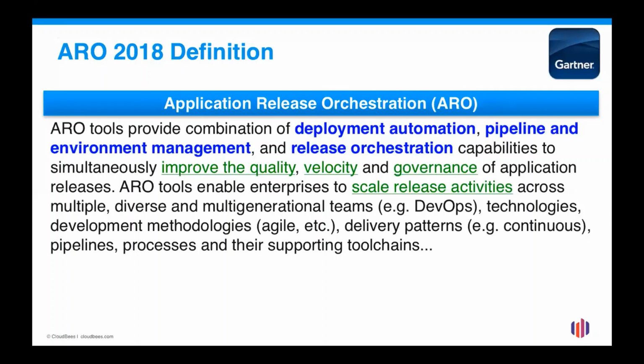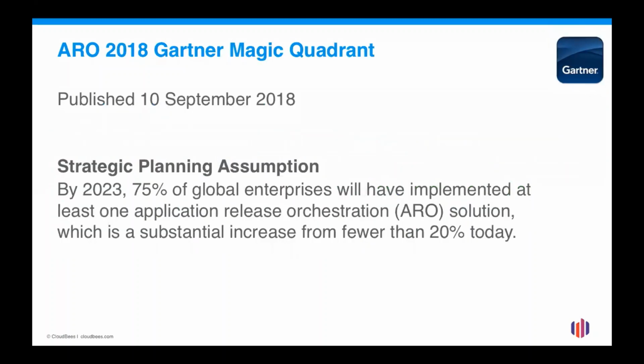I take the opportunity because in that report that Gartner wrote last year about ARO, there is a small sentence that I find very, very interesting. Strategic planning. By 2023, so 4 years from now, 75% of the global enterprises will have implemented a solution for orchestrating the releases, while last year there were less than 20% who had a solution today to manage the releases.